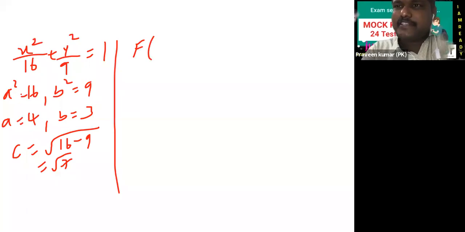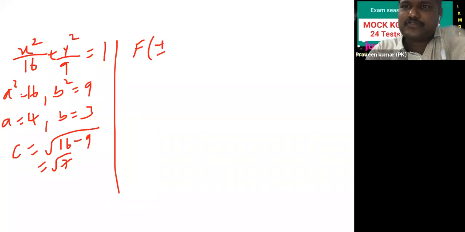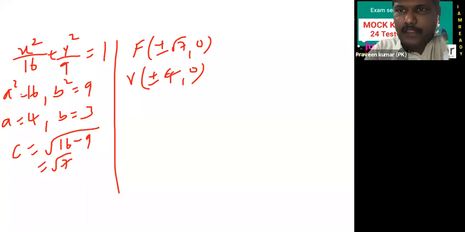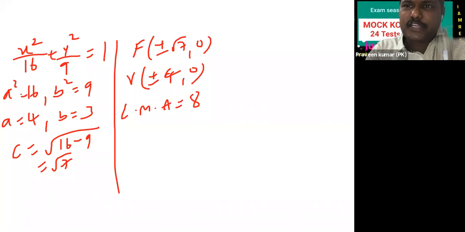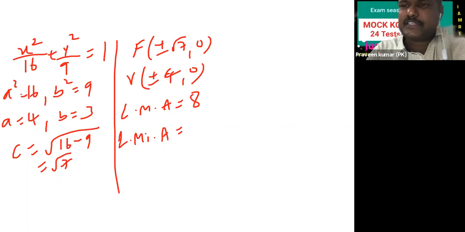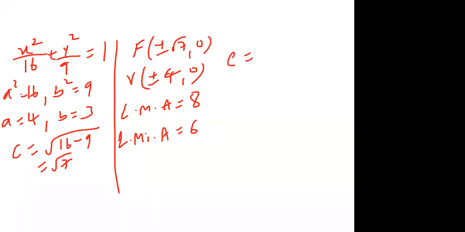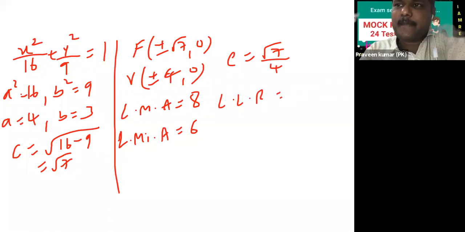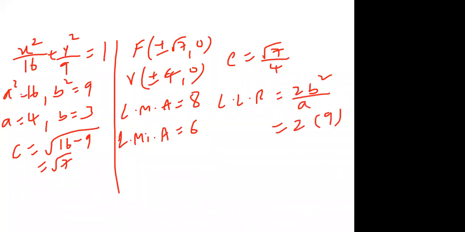Focus: it is on the x-axis now, plus or minus root 7 comma 0. Vertex: plus or minus a comma 0, a means 4 comma 0. Length of major axis 2a, 2 4s are 8. Length of minor axis, this is 6. Eccentricity c by a. Length of latus rectum 2b square by a, 2 into what is b square, 9.